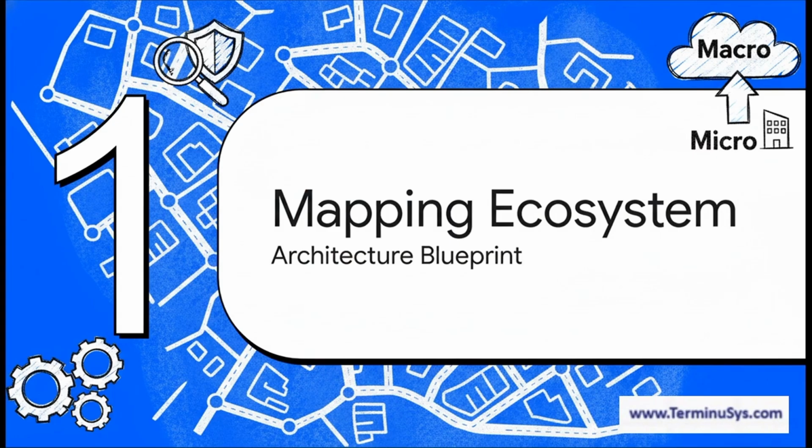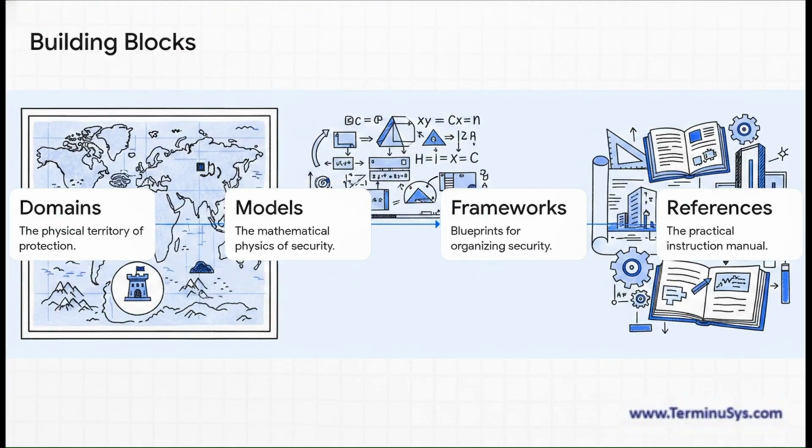Section 1. Mapping the security ecosystem. Let's lay down that foundational map. Okay, let's dive into this. The entire landscape of information security practice is basically constructed from 4 essential building blocks. First up, the domains. This is the physical territory, right? The map of absolutely everything we have to protect. Second, the models. You can think of this as the theoretical physics of our fortress, the math that actually proves a system is secure. Third, the frameworks. These are our blueprints, detailing exactly how we organize and govern. And fourth, the reference layer, the instruction manual that bridges all that academic theory with everyday boots-on-the-ground reality.